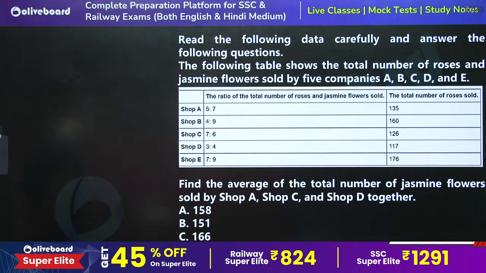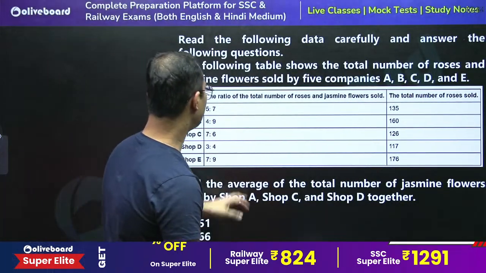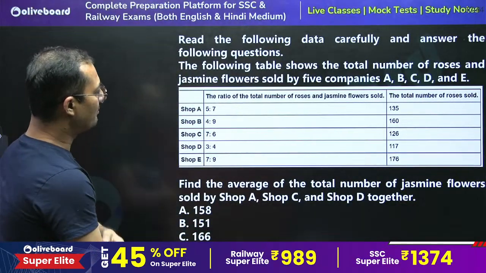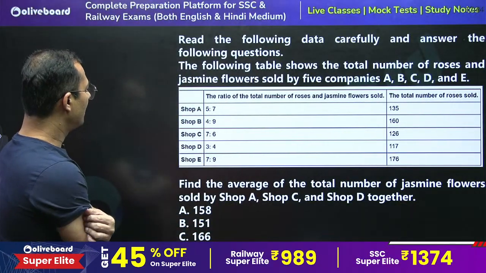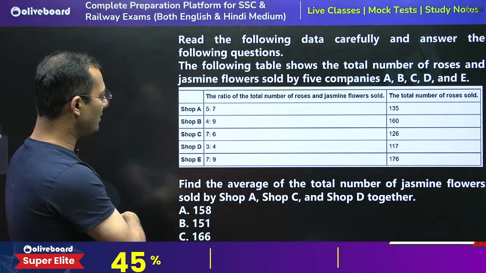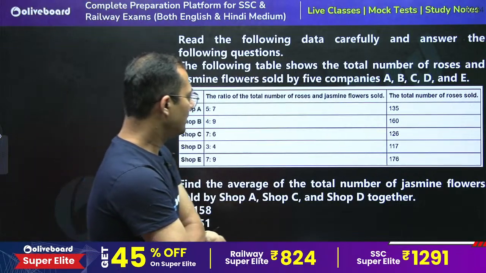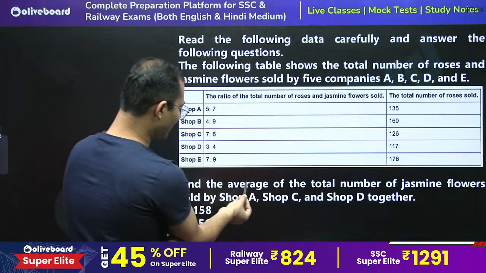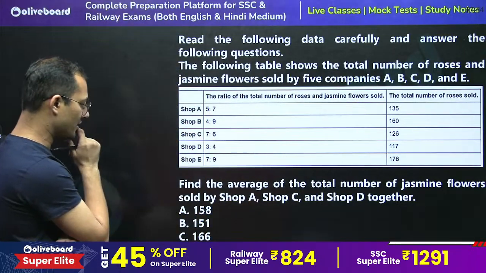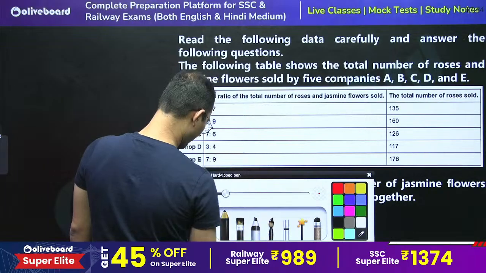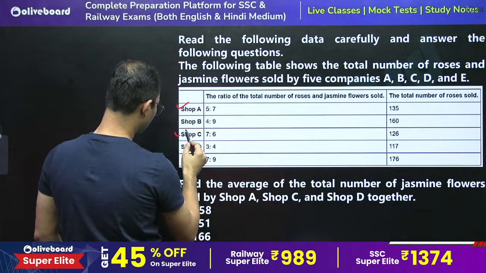Yes, please. See, the table following shows the number of roses and jasmine flowers sold by 5 companies A, B, C, D. The ratio of the total number of roses and jasmine flowers sold. Now the question is asking to find the average of the total number of jasmine flowers sold by shop A, C and D. See, A, C and D.